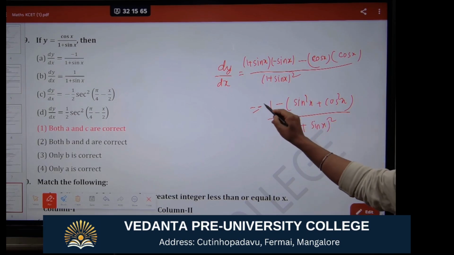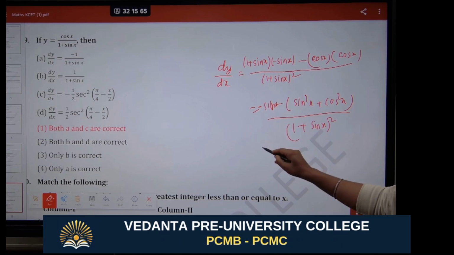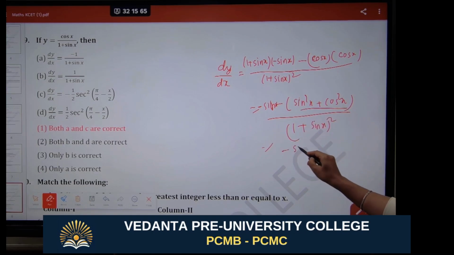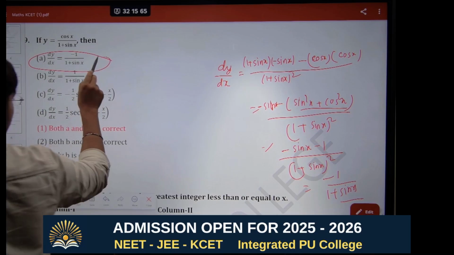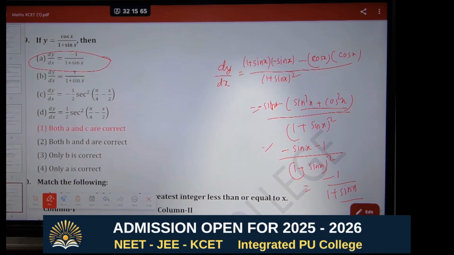So this is minus sine x. I'm sorry, so this is 1. So this is minus sine x minus 1 over (1 plus sine x) whole square. Take minus common. So 1 plus sine x, 1 plus sine x will get cancelled. So minus 1 upon 1 plus sine x. One option is this.